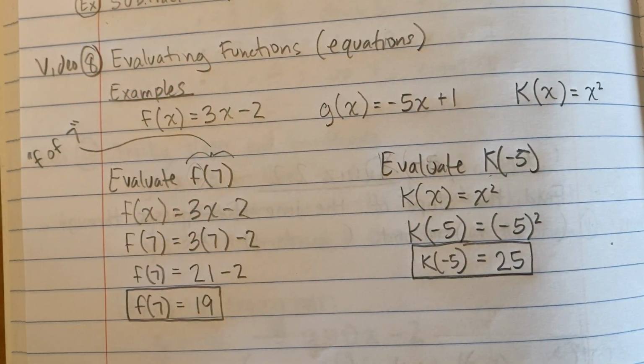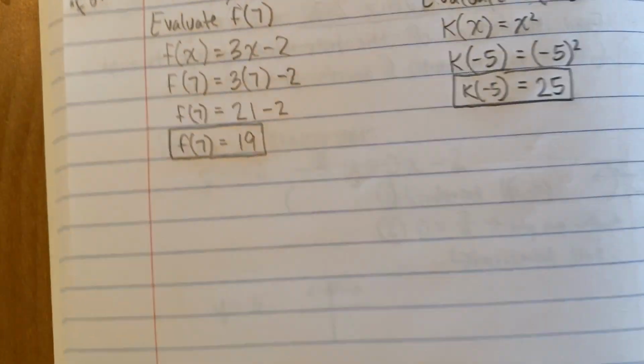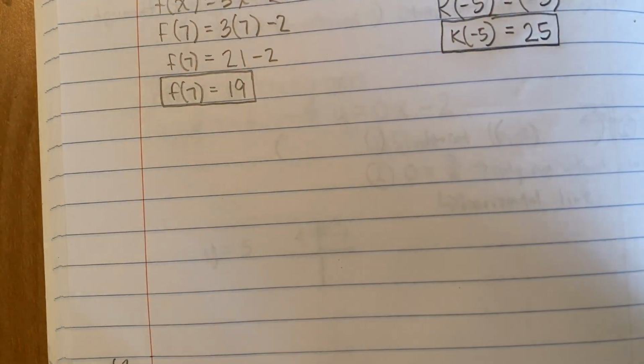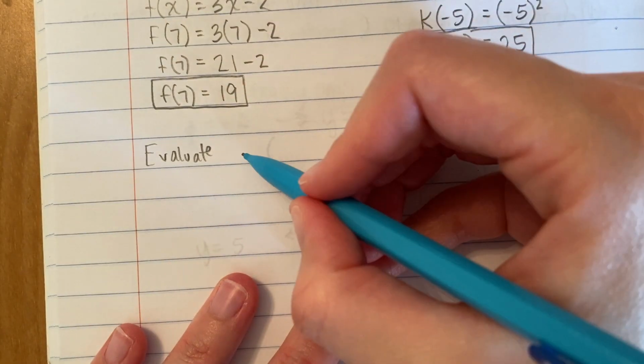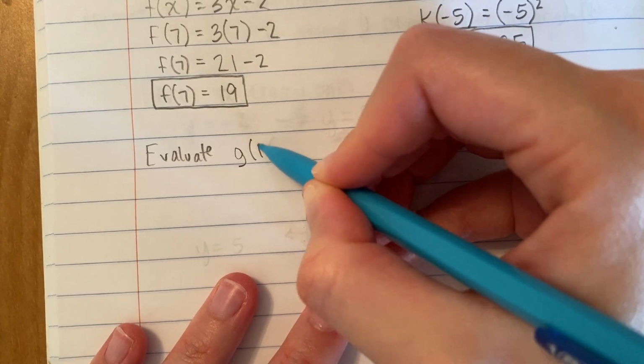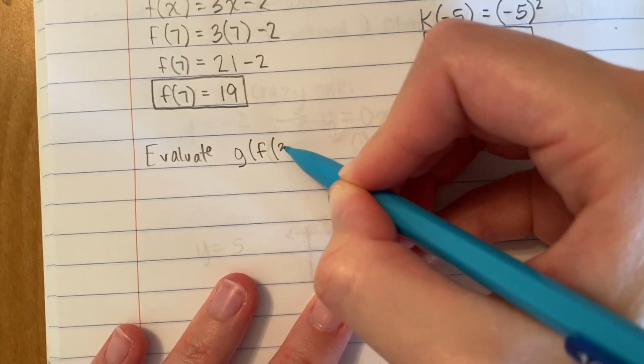Now, there's a way that it gets just a tiny bit more complicated here. I'm still using my same machines. And so now I'm going to evaluate g of f of 3.